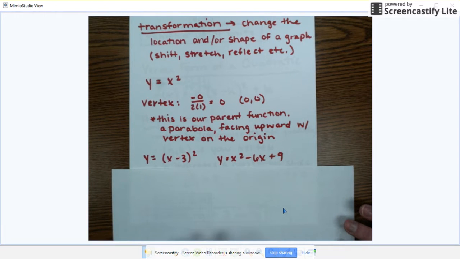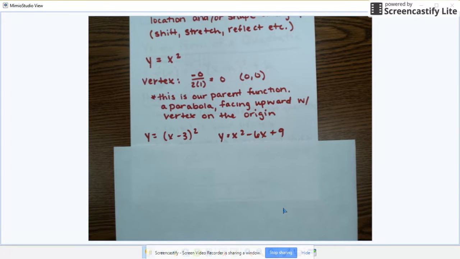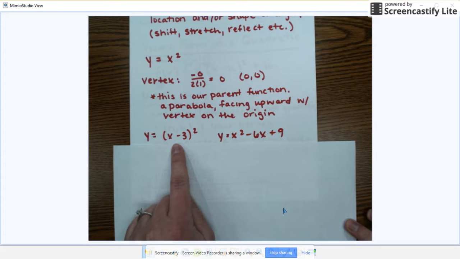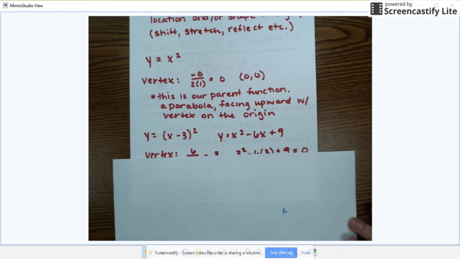Next, I want to look at the equation y equals x minus 3 squared. I want to find the vertex of this. Well, in order to find the vertex, we're going to have to write our equation in standard form. So we have to FOIL x minus 3 squared. When we FOIL it, we get x squared minus 6x plus 9. So now we can a little more easily find our vertex.